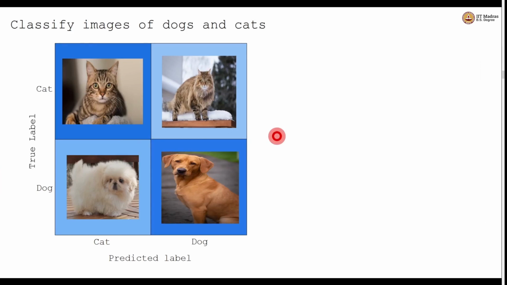And just to reiterate, we have this matrix of sorts with 4 cells, this cell being a true label cat and a predicted label also a cat, this one being a true label dog and predicted label also a dog. This is where the true label is cat and it has been falsely predicted as a dog, and here the true label is a dog and it is falsely predicted as a cat.